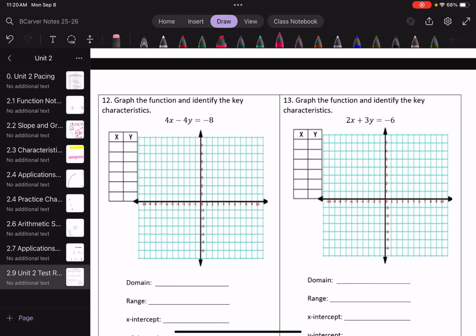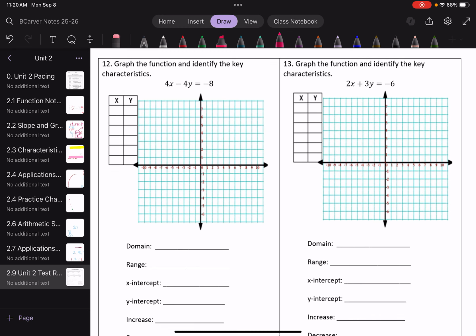Hey guys, we're looking at page 3 of the Unit 2 Linear Functions Test Review. So let's graph the function and identify the key characteristics. Before we can even graph a function, we need to make sure that it is in slope-intercept form. So right now we've been given the function 4x minus 4y is equal to negative 8.